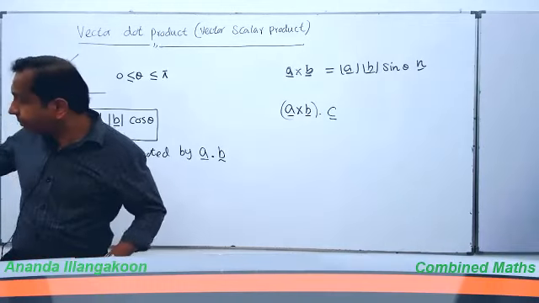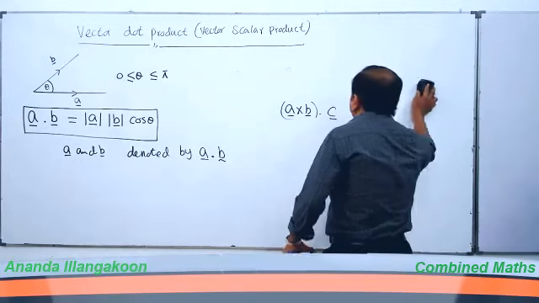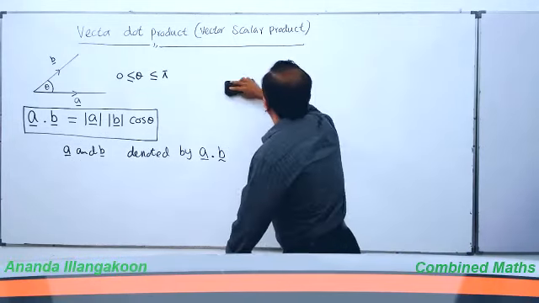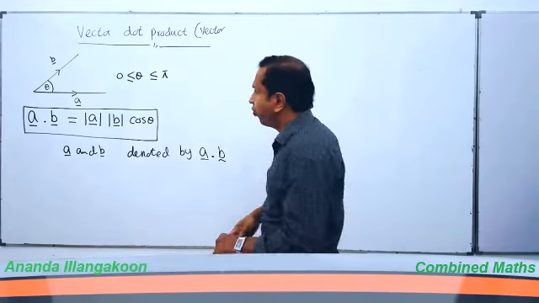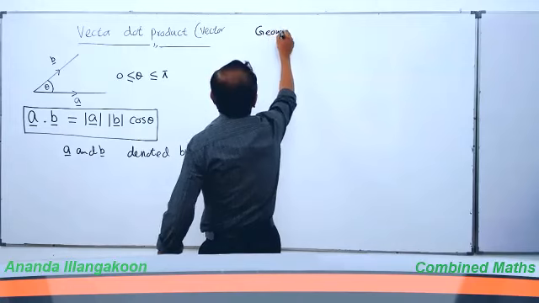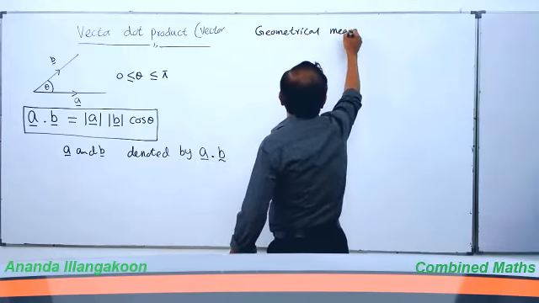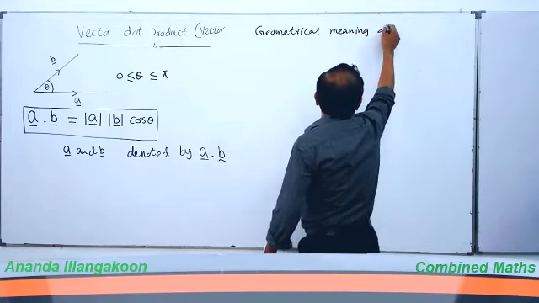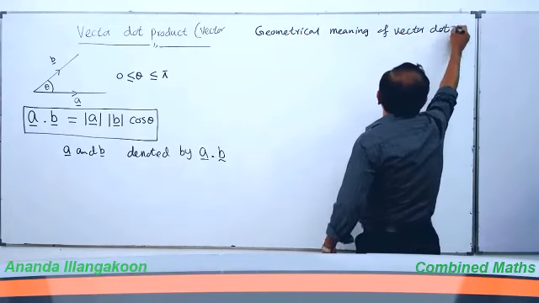Now we can consider what is the geometrical meaning of this dot product. Geometrical meaning of vector dot product.